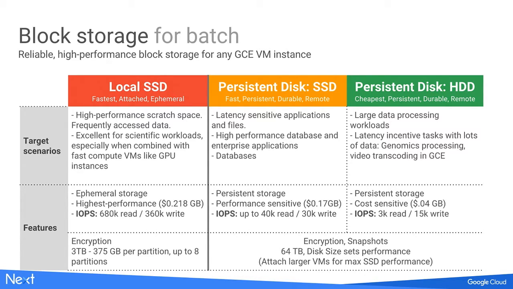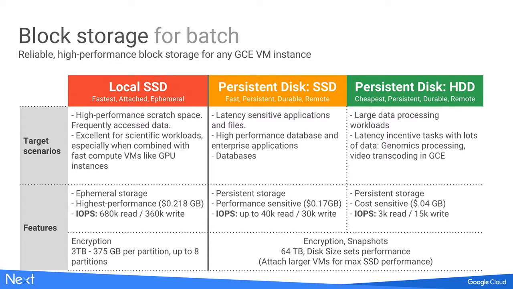It's really good for, like I said, scratch space when you're actually working with the data locally and you need it to be hot. Scientific workloads, especially if you're using something like GPU instances and you just really want to chew through data quickly. It has great IOPS performance. Of course, it is the priciest of the three options. And you can get up to 3 terabytes of it.